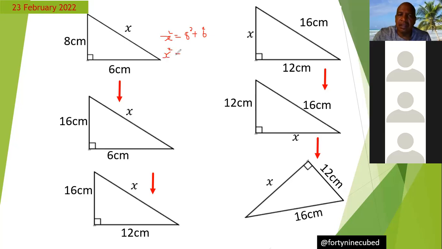So what do we get? 8 squared gives you what? 64. And then 6 squared gives you? 36. All right, so here we have 64 plus 36, and that gives you what? 100. All right, so we know that x squared is equal to 100. So then find the square root.